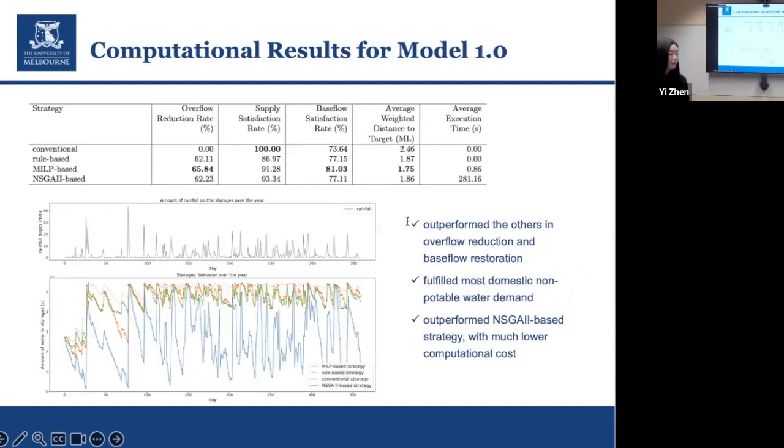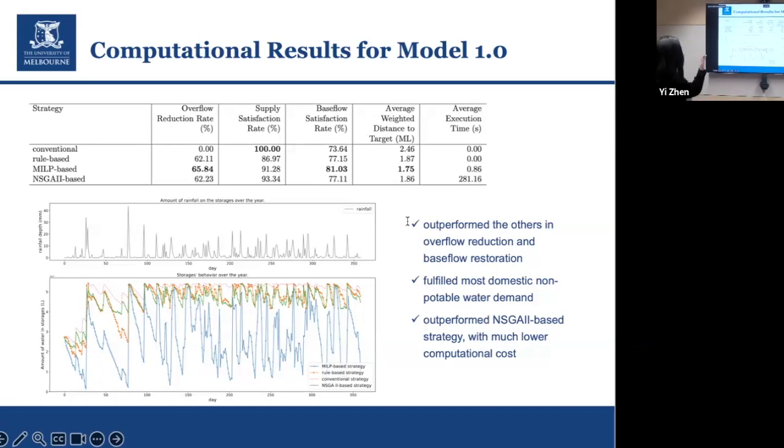And here are the computational results for our simple model, model 1.0. So we compare our MIP-based strategy, mixed integer linear programming-based strategy, with existing conventional and rule-based strategy, and also an NSGA2-based strategy. So the NSGA2-based strategy basically solves the same multi-objective optimization problem without combining the objectives, using an NSGA2 algorithm, which is a population-based metaheuristic that can solve the multi-objective optimization problem.